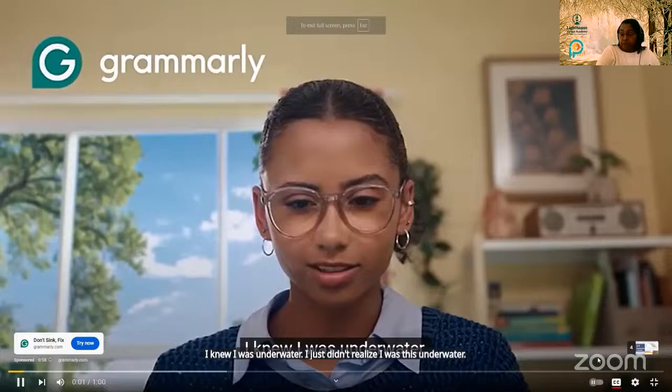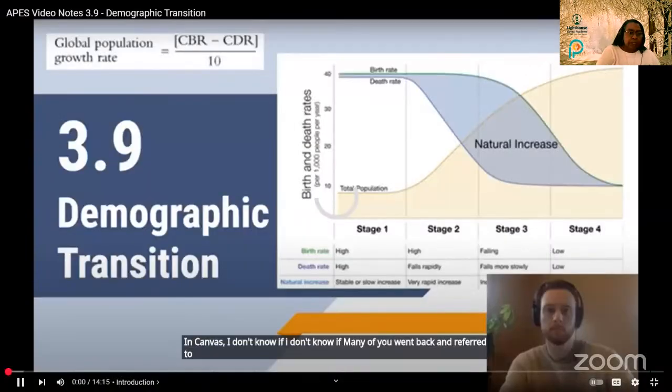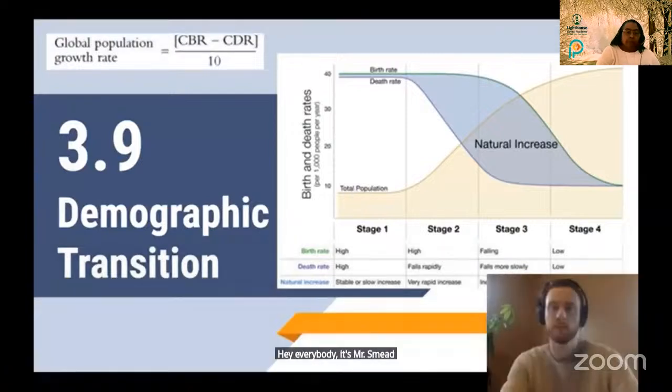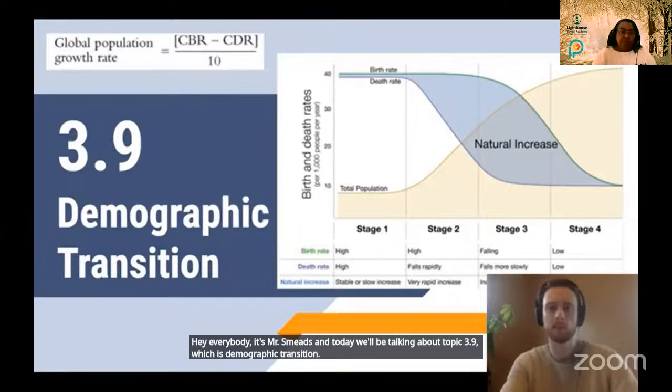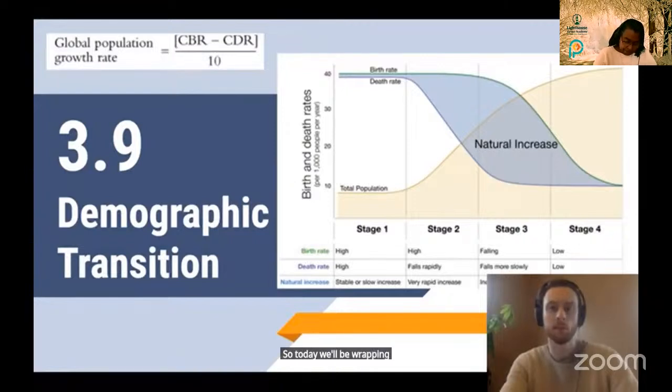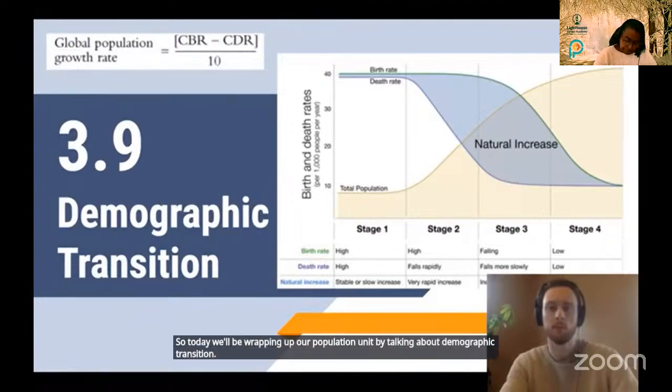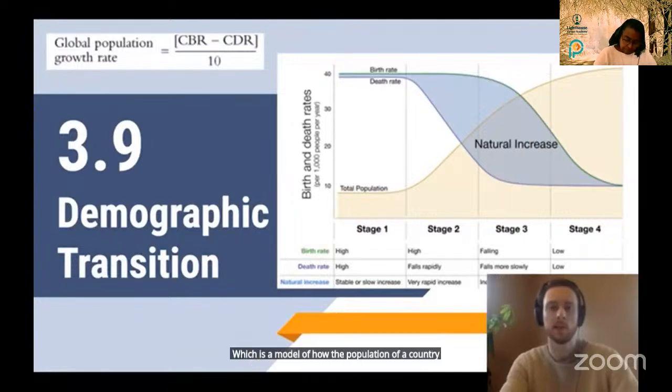Many of you went back and referred to it, but hey everybody, it's Mr. Smeeds, and today we'll be talking about topic 3.9, which is demographic transition. So today we'll be wrapping up our population unit by talking about demographic transition, which is a model of how the population of a country changes as it becomes more developed.